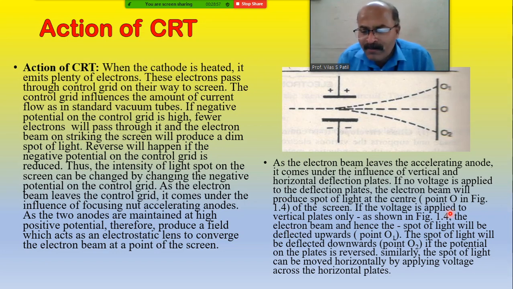We saw that if no potential is applied to the deflection plates, the electron beam produces the spot of light at the center O of the screen.